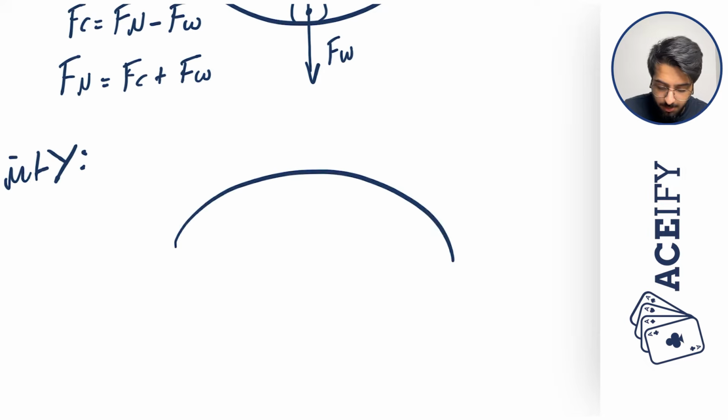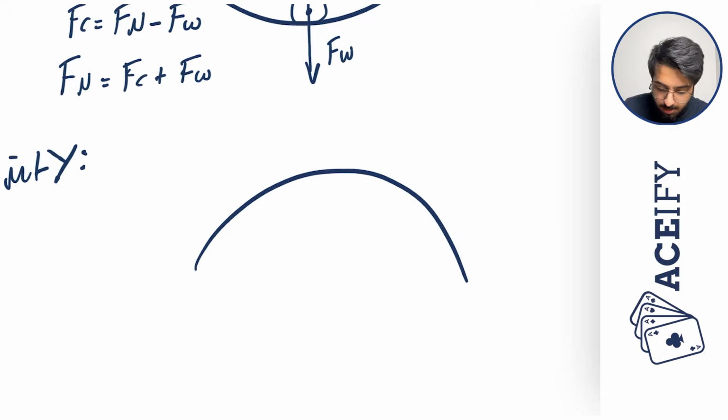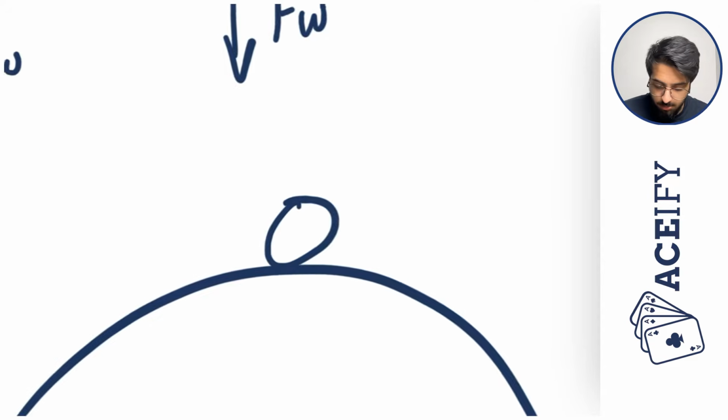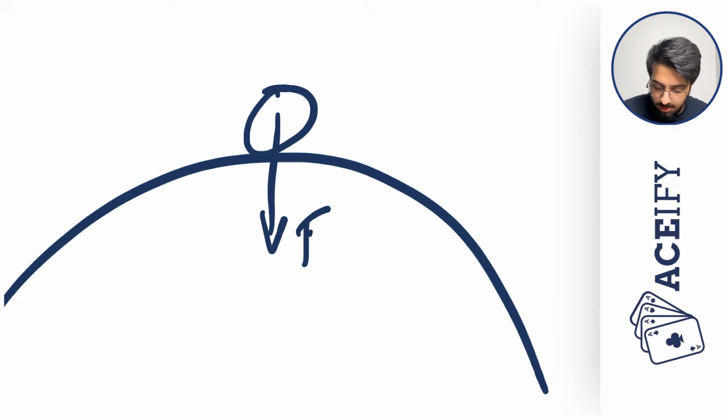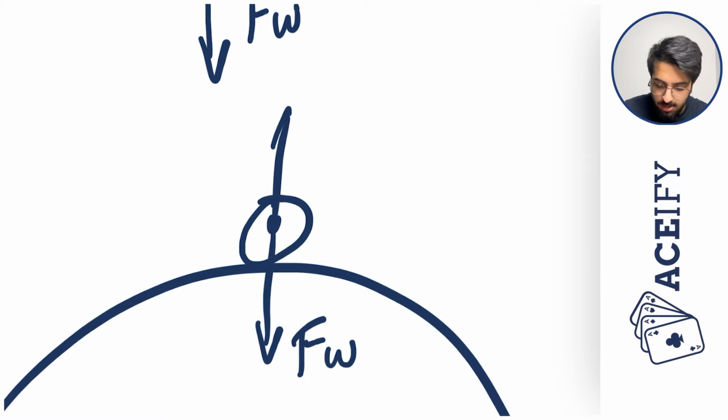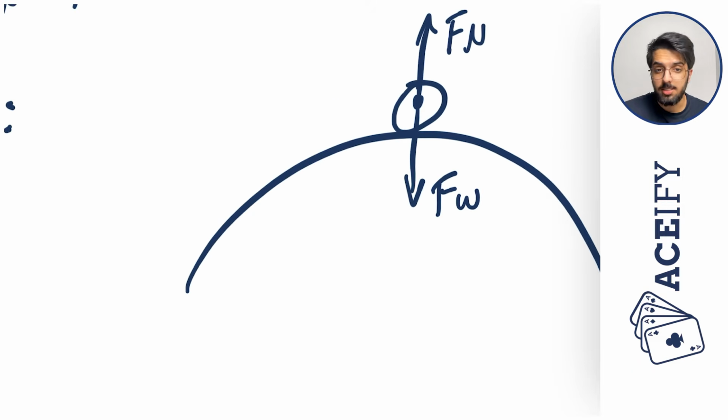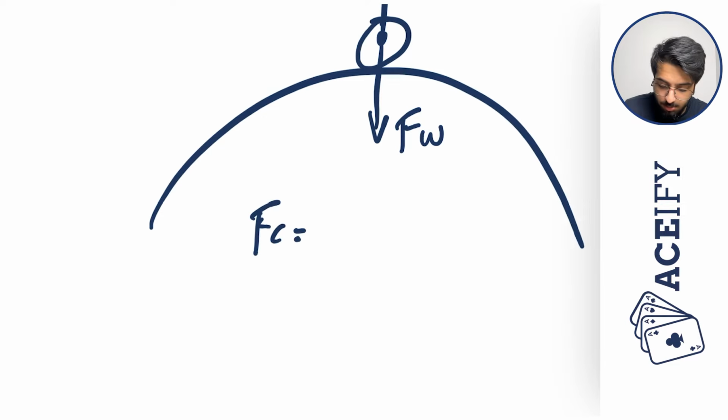At point Y, we had the scenario that we had in the previous question where we have our ball on top of a hill. Our weight force is directly downwards and our normal force is upwards again. So in this case, again, since the centripetal force is the net force towards the center of the circle, our FC is equal to our weight force minus our normal force.